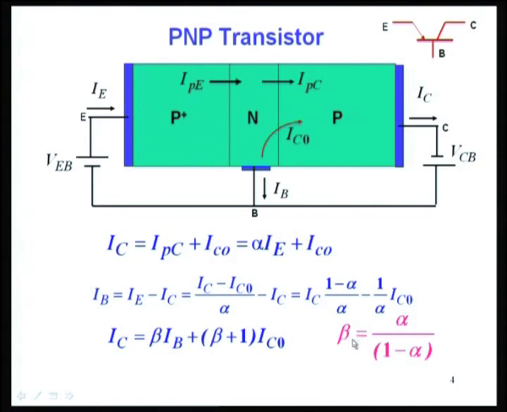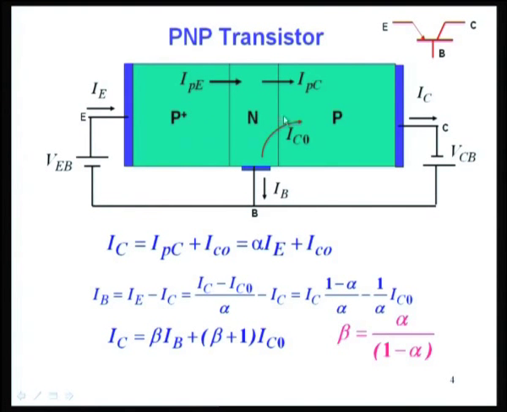So, beta is alpha by (1 minus alpha), where alpha is let us say 0.99, this will be 1 minus 0.99, that will be 0.99 divided by 0.01, that is 99. Okay.